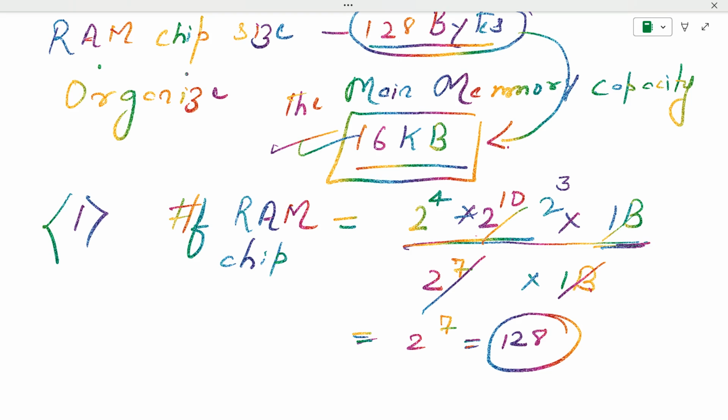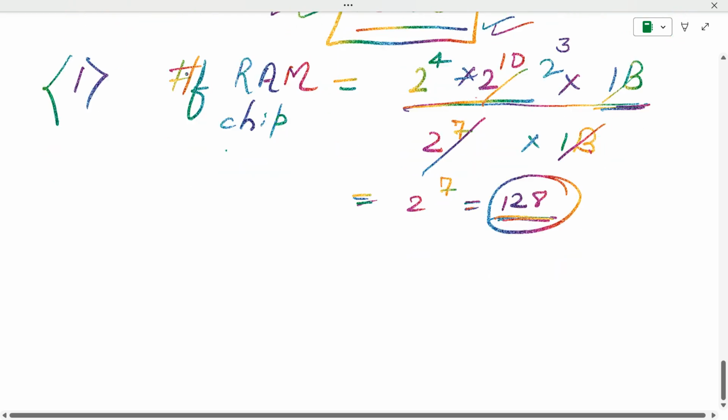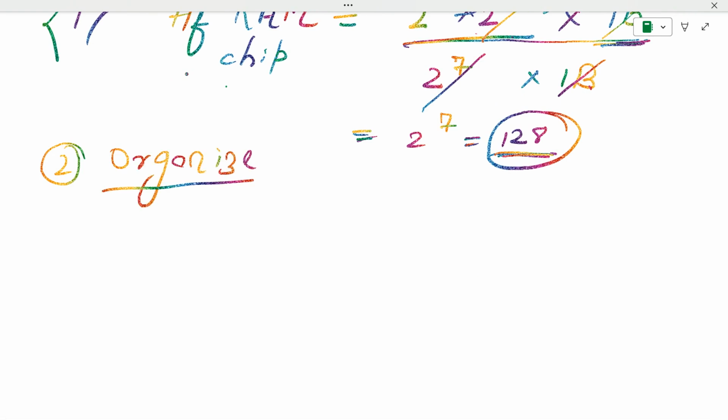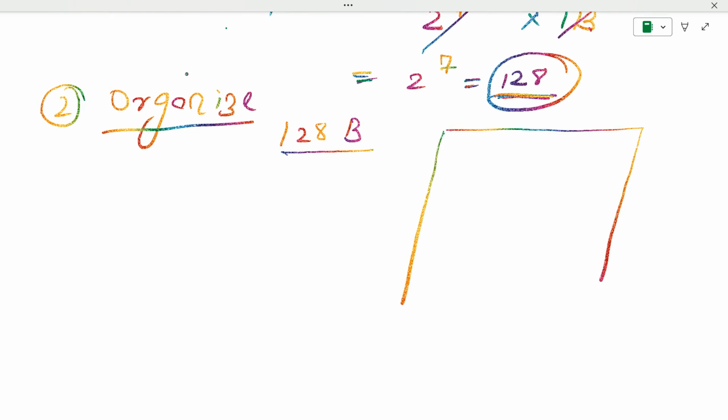But the question is, how are we going to organize these 128 RAM chips to create this memory of 16 KB? So basically the first part is solved, but the second part is how to organize, right? So what we will do: we have a RAM chip of 128 byte. Let's see how this RAM chip is organized. We have something like this.